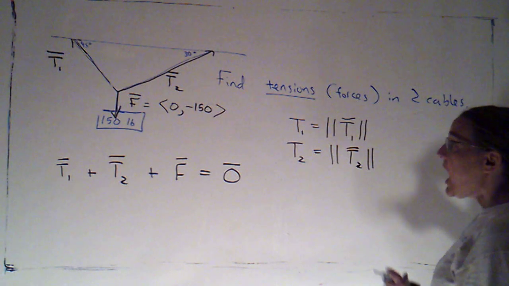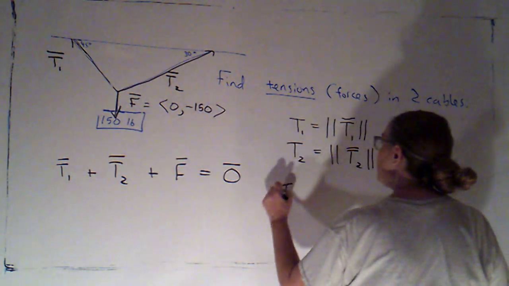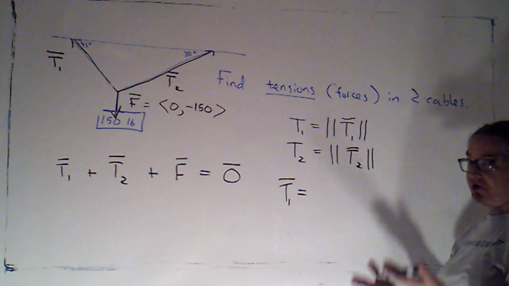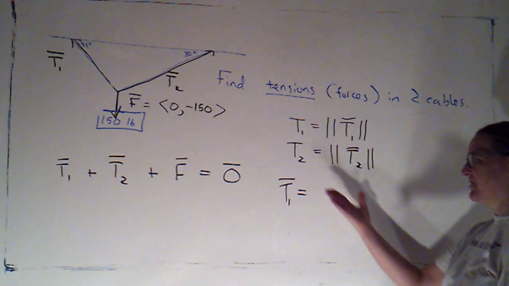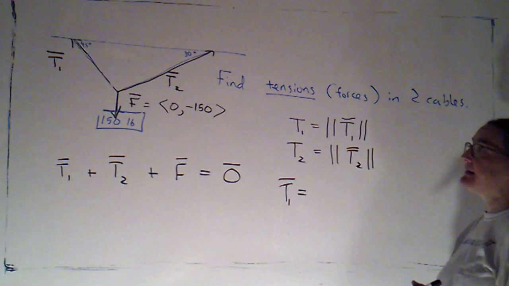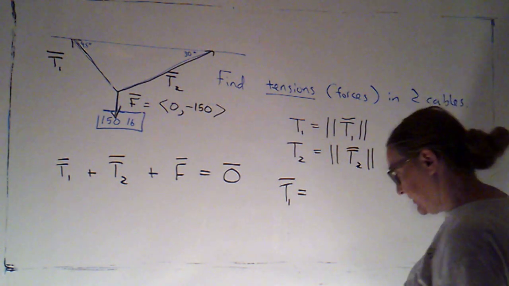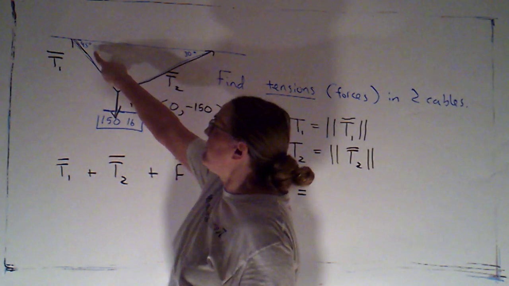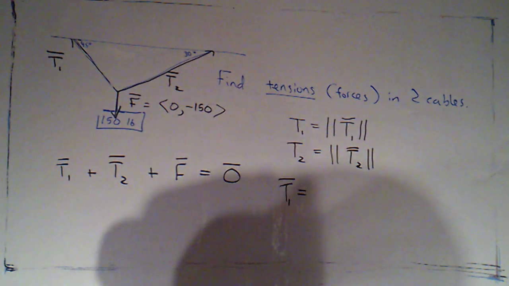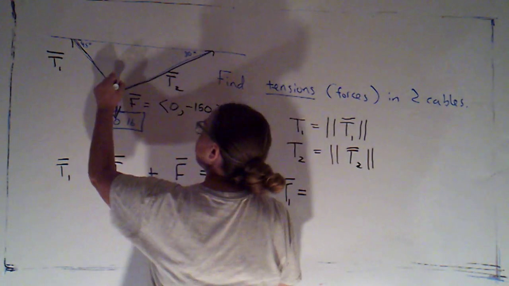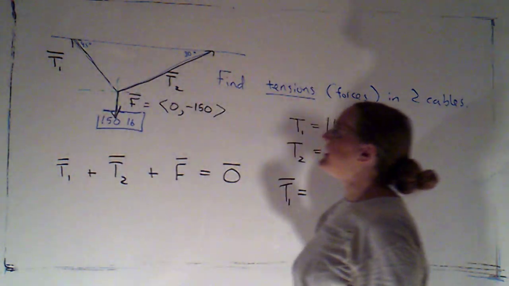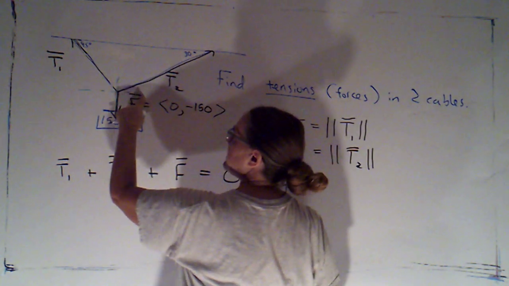Because now I can write T1, the vector, in terms of two things. Its magnitude, which I'm calling T1, and the angle it makes with the positive x-axis. Now I just have to be careful here because it doesn't make a 45-degree angle with the positive x-axis. Essentially, what I've done here is I've put all of the forces here. So if I want to, I can think of my axes as being here. So here's the positive x-axis.